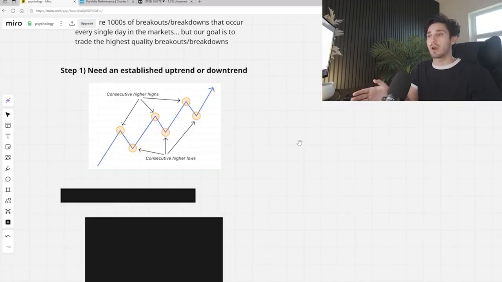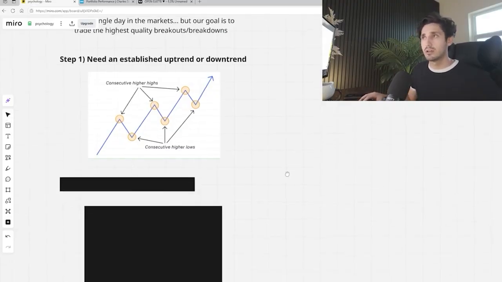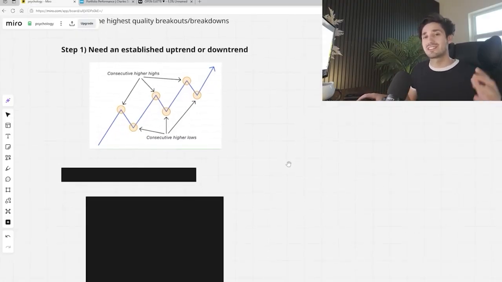I mean, think about it. If you're driving on the freeway, on the highway, do you want to drive in the direction of traffic or do you want to drive against it? Well, if you drive against the flow of traffic, that can be very dangerous. The same thing with trading. If you trade against the trend, that can be very dangerous.